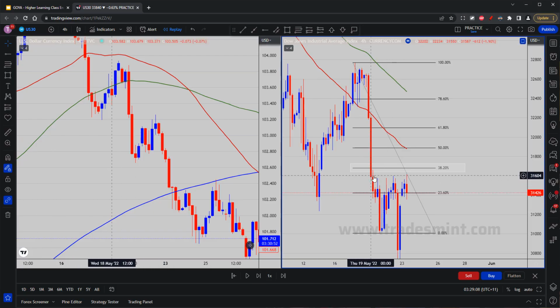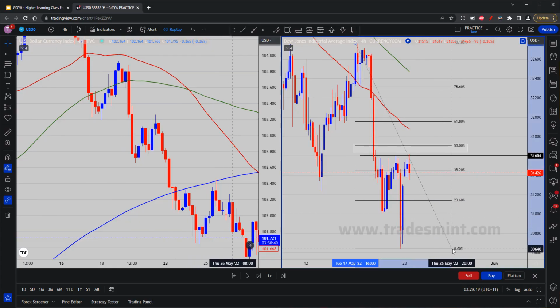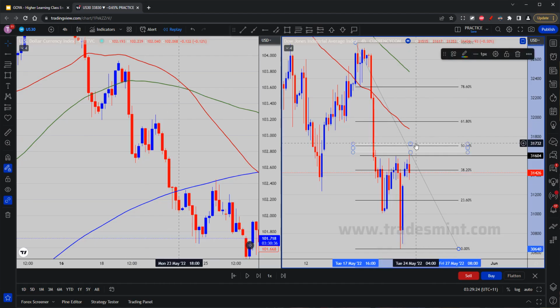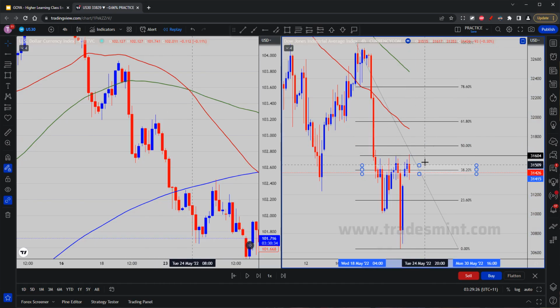So we can see that there's some kind of resistance being created around this, let's say, 31,600 area. So let's just put a resistance line like this. Maybe we can adjust our fib just like that. And you can see that by adjusting the fib, we see that we are leaking from the 38.2. We're leaking a little bit, but we're coming back below. We're leaking and we're coming back below. So now at this point, the trade could go both ways.